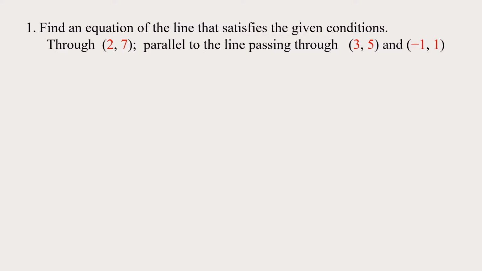In this case, we want to find a line that satisfies these conditions. We want it to be through the point (2, 7) and parallel to the line passing through the points (3, 5) and (-1, 1). Lines that are parallel have the same slope. So before we can write the equation of this line, we need to find the slope of the line. Since it's parallel to the line through these 2 points, we can find the slope of our line by finding the slope between these 2 points.